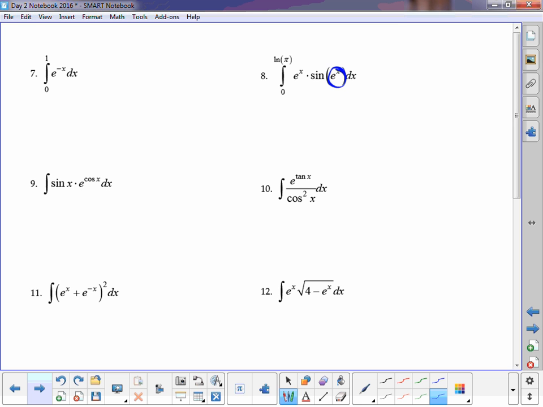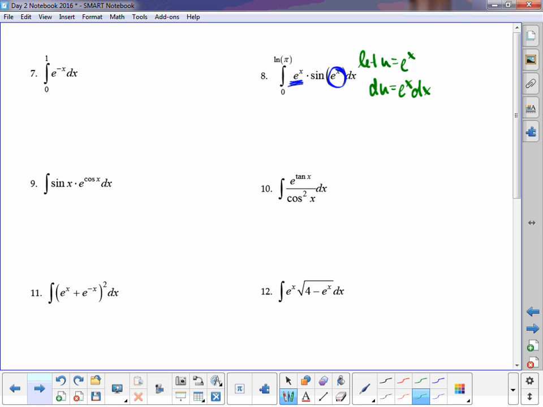Now let's double check. Is the derivative represented? What is the derivative of e to the x? Oh, look, it's represented there. Gee, that sounds like it's going to work out perfectly. Okay, so let's let u be that inside. So we actually want u to be the whole thing, e to the x, not just the exponent. And we said du is e to the x dx.